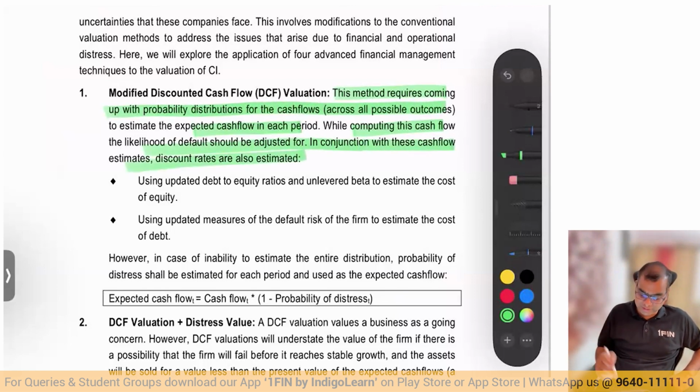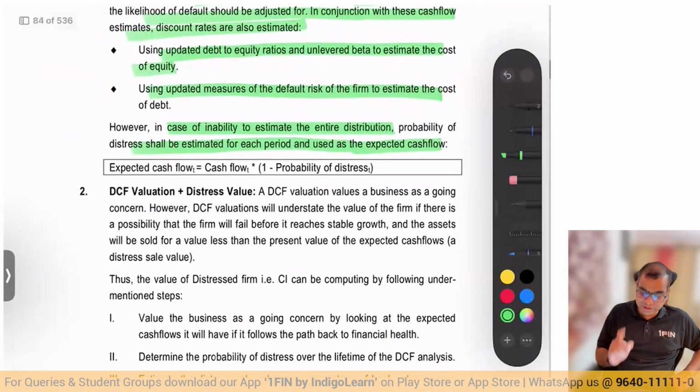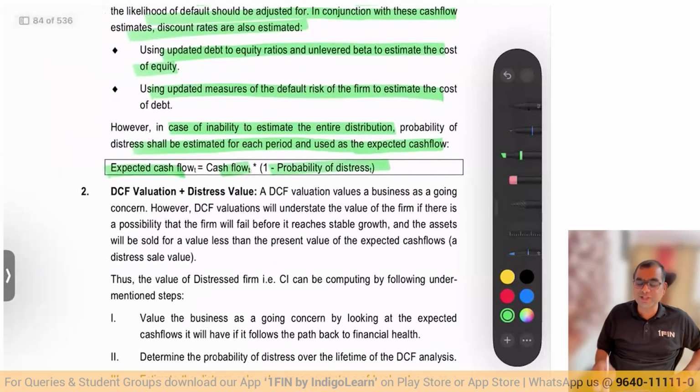Probability and cash flow, both of them are used. Using the updated debt to equity ratio and unlevered beta to estimate the cost of equity. Using updated measures of default risk of the firm to update the cost of debt. Or in case of inability to estimate the entire distribution, the probability of distress shall be estimated for each period and used as expected cash flow. So you see here, expected cash flow in a period is cash flow into 1 minus probability of distress.